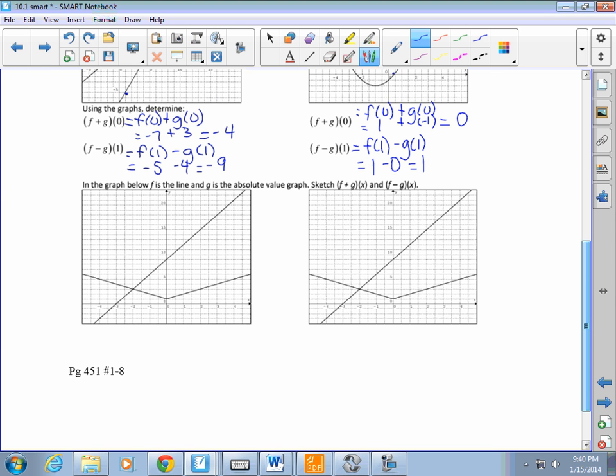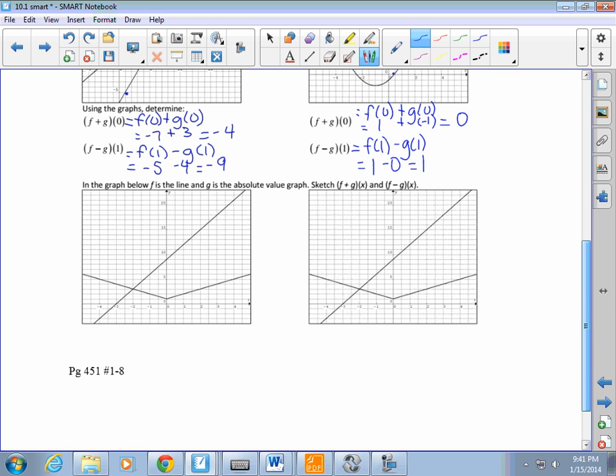Excuse me. So the next graph here is saying that they want you to find what would the graph of f plus g of x be, and what would the graph of f minus g of x be. So it says in the graph below is line f and g is the absolute value graph. So f is a line, so it's a linear function, and the g is an absolute value graph. So if we want to do f plus g of x, and then f minus g of x.